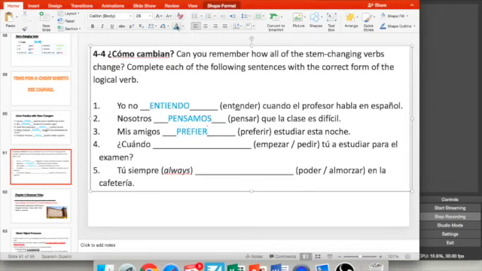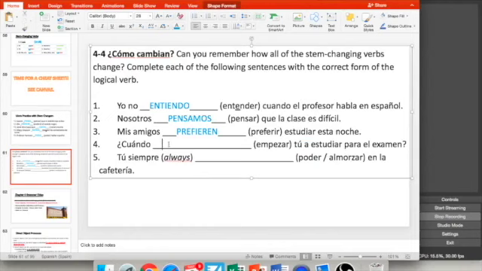And to say my friends, they prefer, we're going to add an EN. So mis amigos prefieren. Prefieren estudiar esta noche. Number 4. ¿Cuándo empezar tú a estudiar para el examen? ¿O cuándo pedir tú a estudiar para el examen? Well, when to begin you to study for the exam, or when to order you to study for the exam. So it makes more sense to say when did you begin.